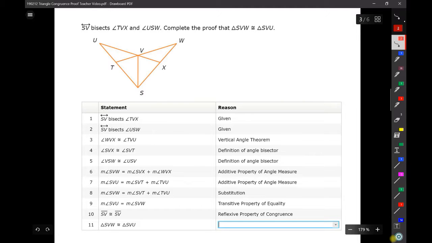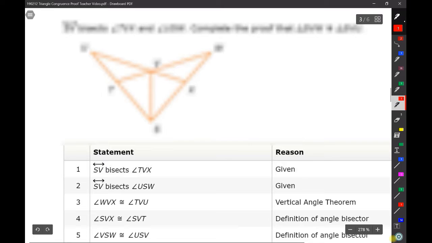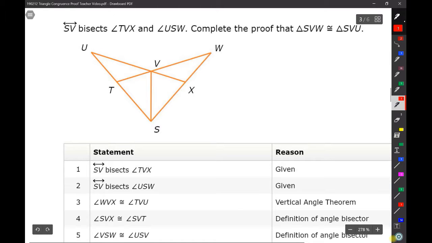Okay, let's make some markings on our triangle here to match these out. So if it cuts TVX in half, let's put a single marking here and a single marking here to show that those two angles are congruent. And we don't want one swoop all the way through. Remember we talked about we want to offset them a little bit? We also know that it cuts USW in half, so let's put two markings here and two markings here.